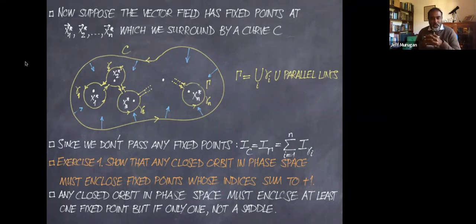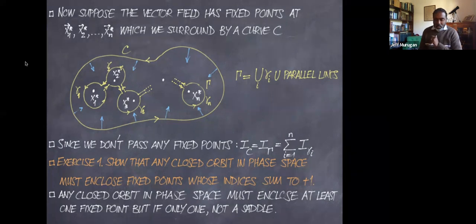Okay, so I want you to show that any closed orbit in phase space must enclose fixed points, some set of fixed points. And the key thing about those fixed points is that if I add up the indices of all of those fixed points, they must add up to +1. A corollary of that statement is that any closed orbit in the phase space must enclose at least one fixed point. Okay, at least one fixed point.